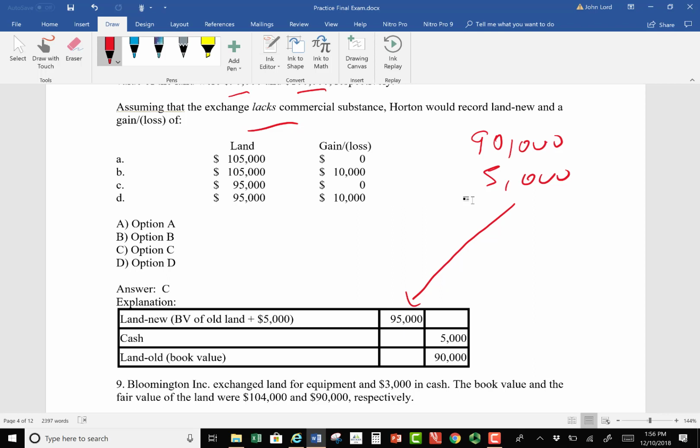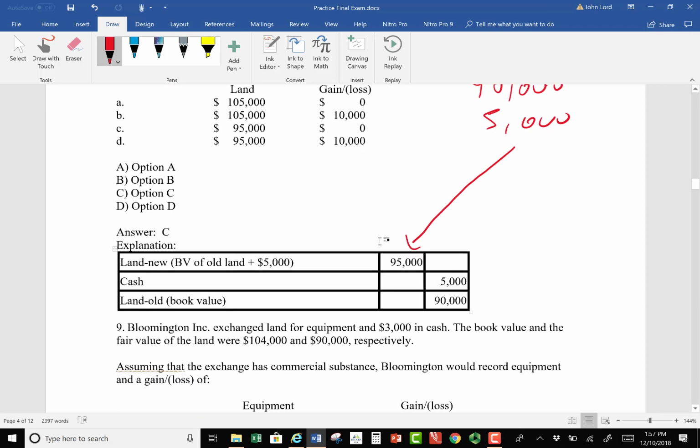Because you had to know there was no gain here to be able to answer this question correctly, right? No gain if what? If I'm paying cash and the cash constitutes less than 25% of the total consideration received, which this is what? Way less than 25%. I don't have to calculate that to figure it out. Okay.